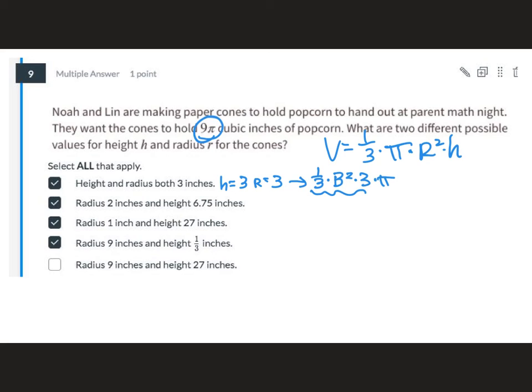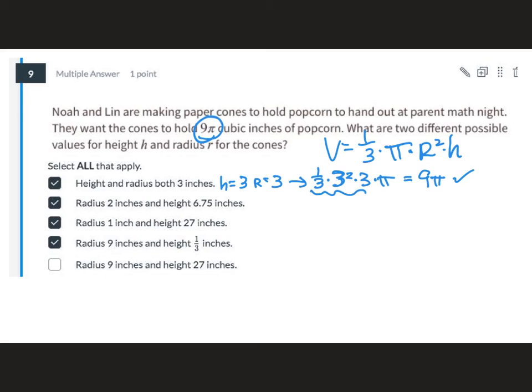So you're just going to multiply. That is 3 squared, just so you know. So we're going to take just the numbers, 1/3 times 3 squared times 3. And we are going to get 9, and we're just going to leave that pi there. Did that make 9 pi that we're looking for? Yes, that is why it's clicked.